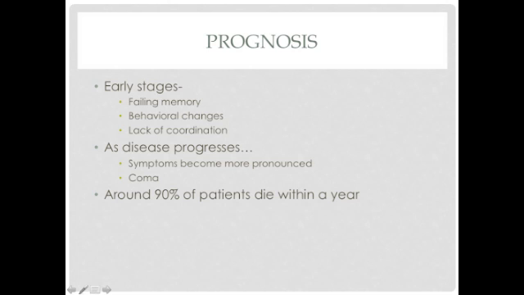Prognosis. In earlier stages, as said before, there can be failing memory, behavioral changes, and lack of coordination. As the disease progresses, symptoms can become more pronounced and will end in fatality. Unfortunately, around 90% of patients will die within a year.